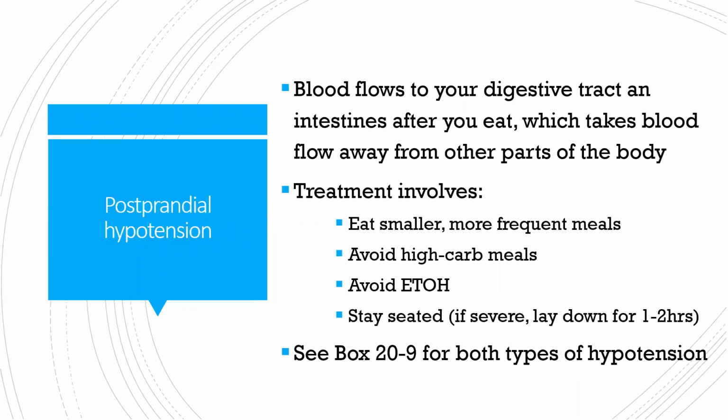So again, with postprandial hypertension, blood is going to flow to the digestive tract in your intestines after you eat, and that actually takes blood away from the other parts of your body. So the treatment for that: eat smaller meals, so the body doesn't have to do as much work bringing the blood in, avoiding high carb meals, again, not as much work, avoiding alcohol, and if they stay seated, if it's severe, lay down for 1 to 2 hours, but staying seated will help. If you look at 20-9, there are both types of hypotension listed.